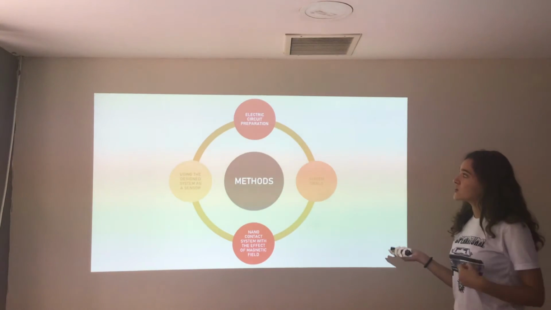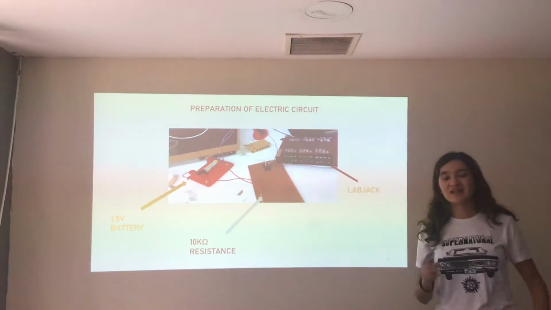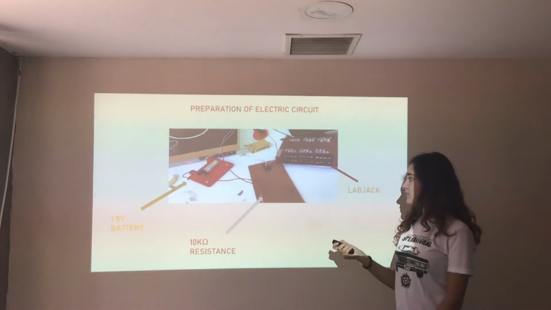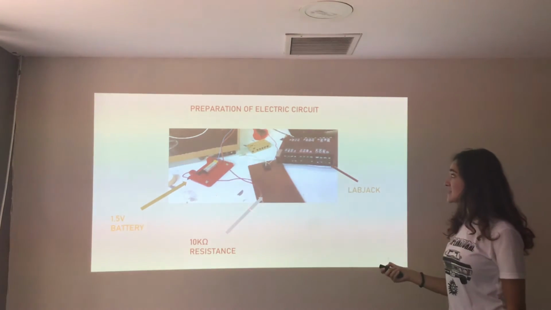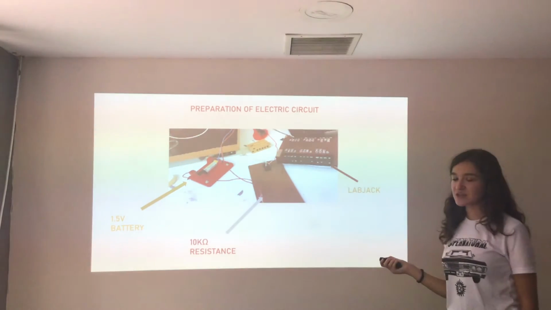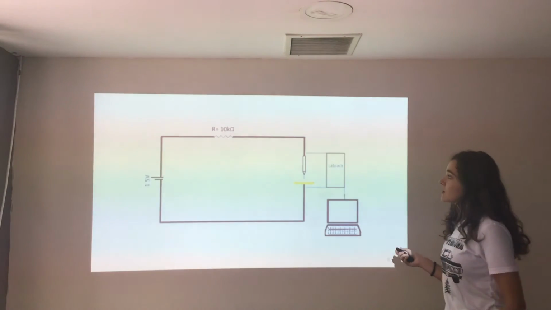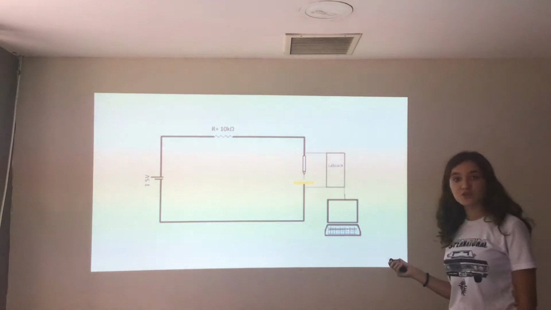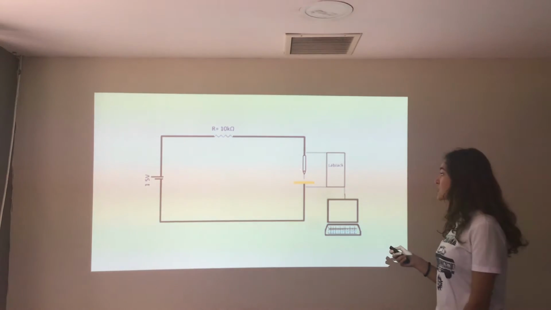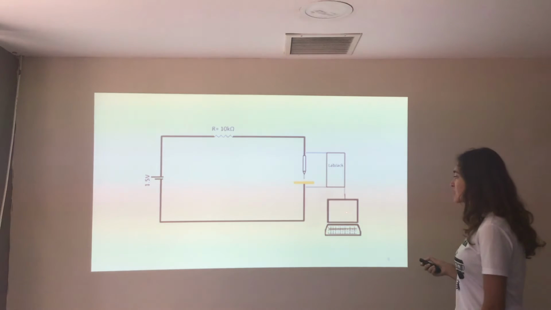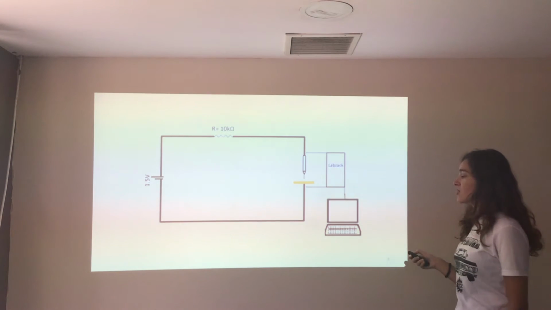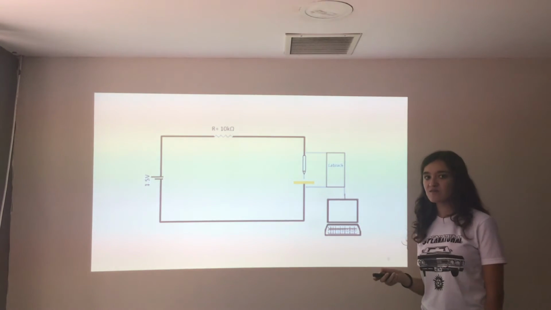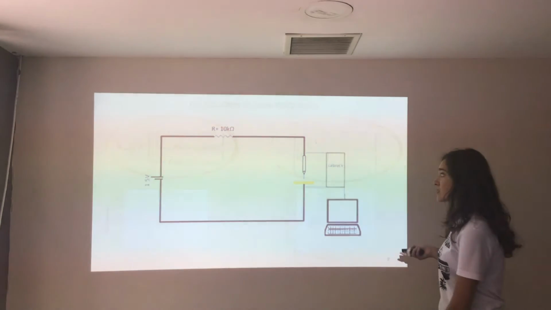Now I will continue with the preparation of the electric circuit. I use a 1.5 volt battery, a 10 kilo ohm resistance, and an object as a voltmeter. In the circuit, when the electrodes touch each other, I saw 0 voltage on my computer. When they don't, I saw 1.5 volt on my computer. When the nanocontact occurred, I observed quantized step values on my computer.